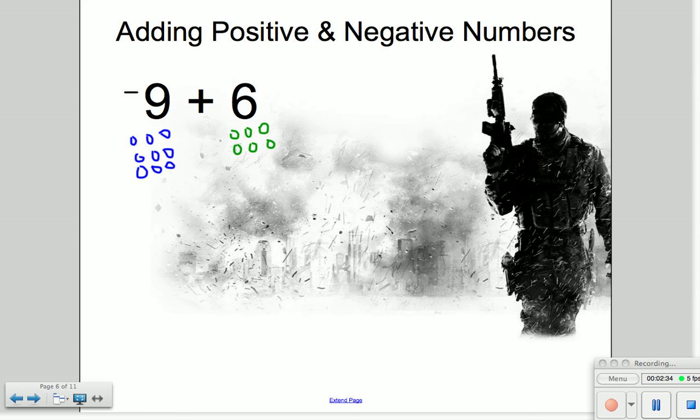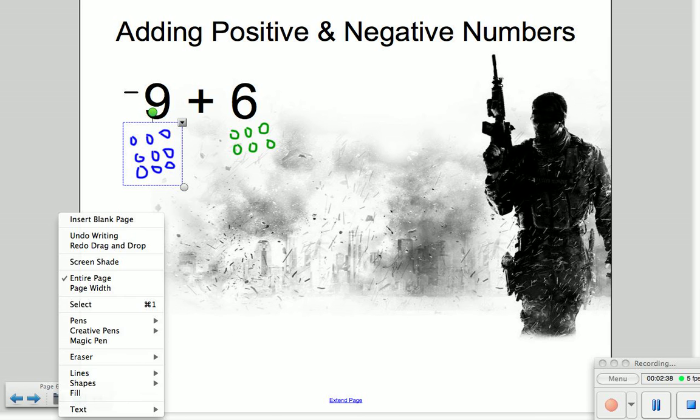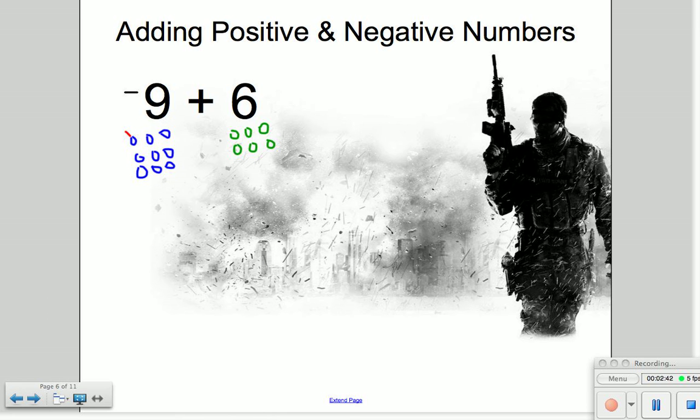So what happens is this soldier is down. Ooh, I don't know what happened. Let me click on my pen. There we go. Okay, this soldier is down. And then this soldier is down. They cancel each other out. This soldier is down and this soldier is down. They cancel each other out. And they just keep doing this, one for one, until there's only one team left standing.